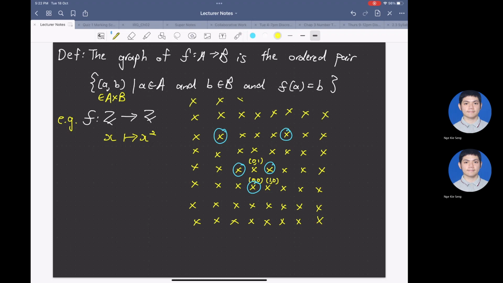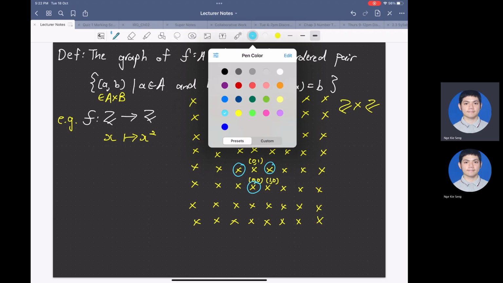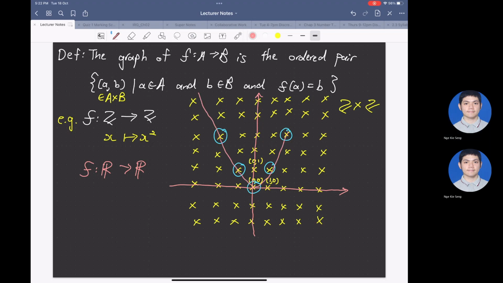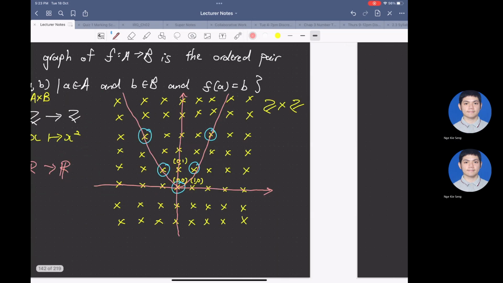So this is Z cross Z. If you want to look at R to R, then this whole thing will become continuous, right? You need to include every point, and then you will get something like this. Okay, so this is the graph. So a graph is what? A graph is a set of ordered pairs.